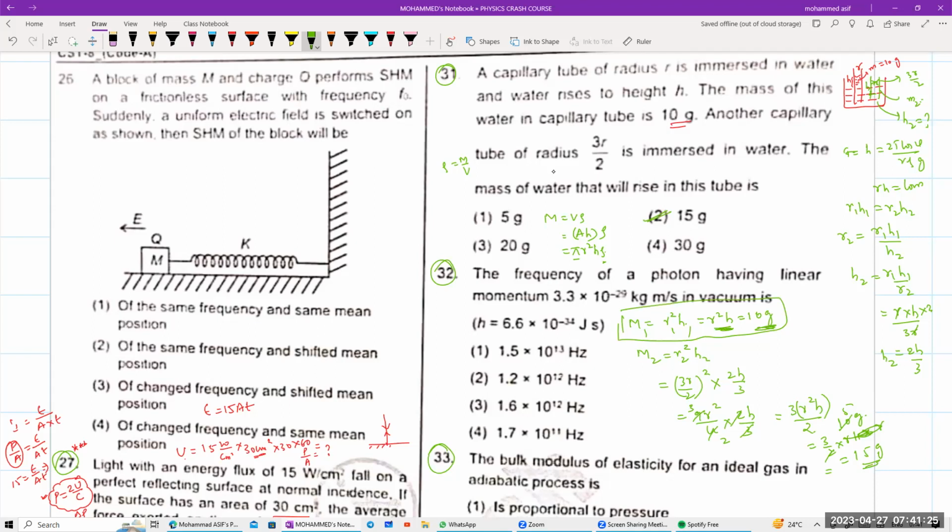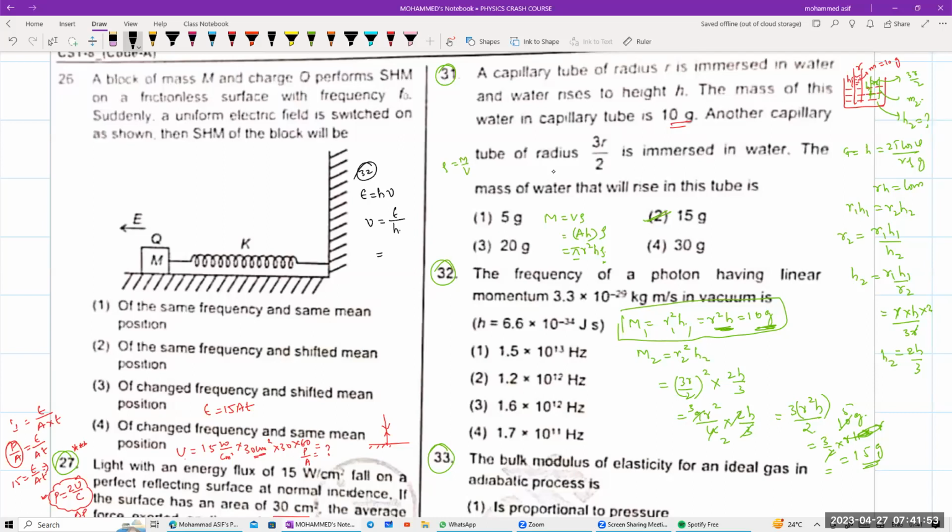Good question, beta. The frequency of a photon having linear momentum 3.3 into 10 to the power of minus 26 kg per meter per second in vacuum will be equal to how much? Can anyone do this question, beta? Frequency of the photon, that is, what is the formula for the energy of the photon? E is equal to h into nu. I'm doing it here right now. Question number 32. We have to find the frequency. Frequency is equal to energy divided by Planck's constant.